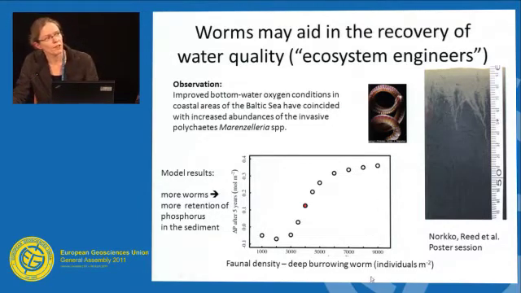And what you can see in this figure is actually the more of these worms you get, the more retention of the nutrient phosphorus in the sediment until a certain maximum. And so this is actually a nice positive result where an invasive species, so a new species in this system, is actually having a positive effect.